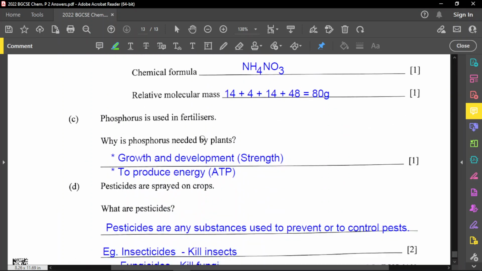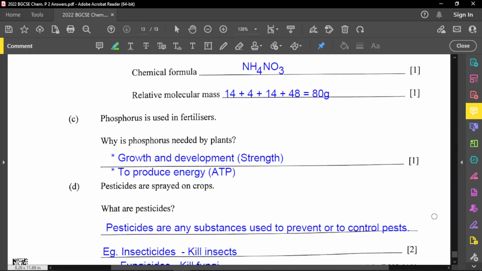For part C, so phosphorus is used in fertilizers. Why is phosphorus needed by plants? And phosphorus is needed for many things, but the major thing is for growth and development, to provide strength, to strengthen the plant, and also to produce energy in the form of ATP, because you notice ATP is adenosine triphosphate, and so phosphate coming from phosphorus. So phosphorus is very important to make ATP in plants.